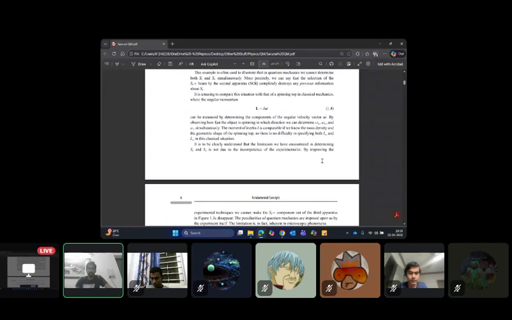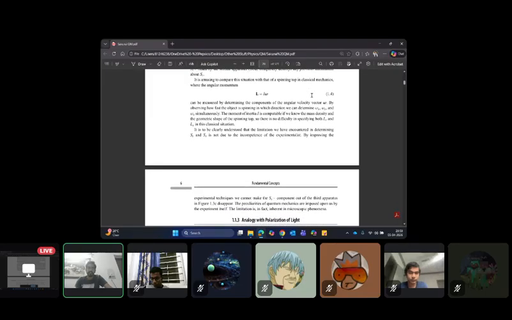Okay, I'm going to do some reading now. It is amusing to compare this situation with that of a spinning top in classical mechanics, where the angular momentum L = Iω can be measured by determining the components of the angular velocity ω. By observing how fast the object is spinning in which direction, we can determine ωx, ωy, and ωz simultaneously. The moment of inertia is computable if we know the mass density and the geometric shape of the spinning top, so there is no difficulty in specifying both Lz and Lx in the classical situation.